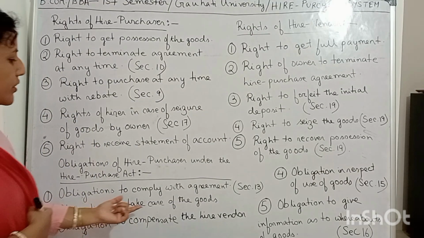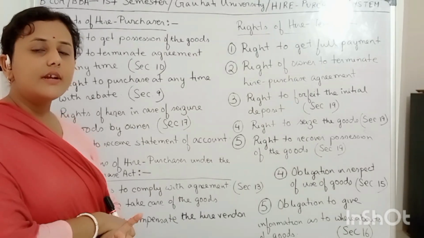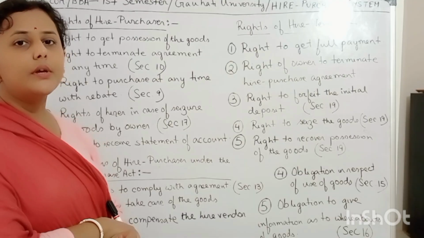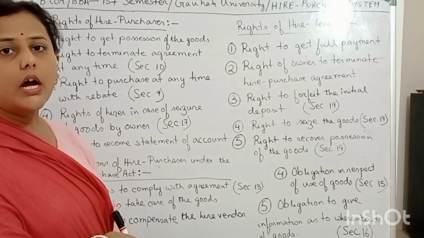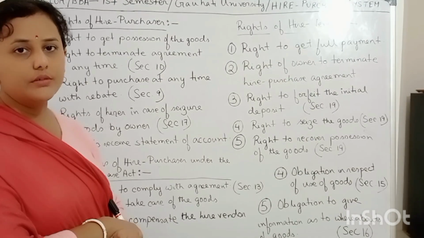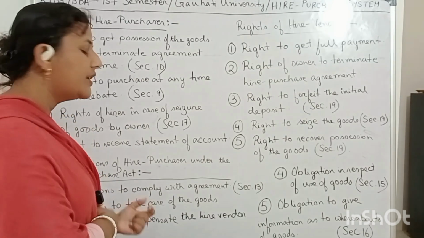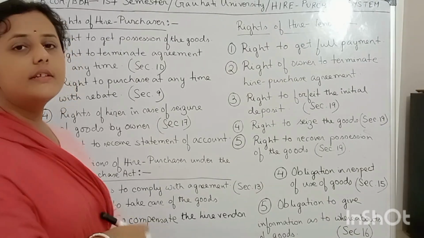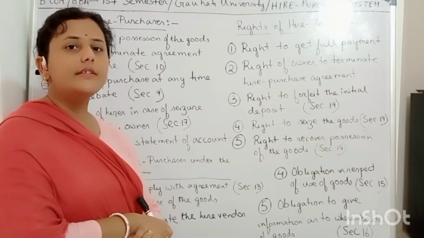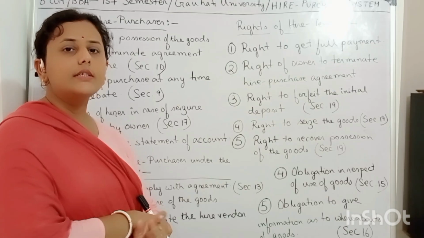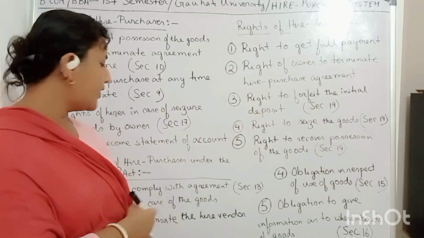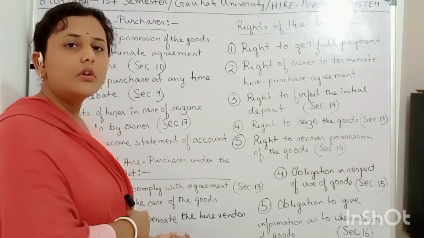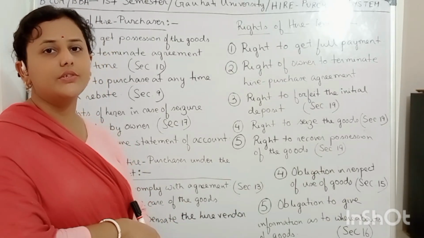Then obligation to take care of the goods. The hire purchaser has the obligation to take care of the goods. After the payment of the down payment, the hire purchaser takes the goods along with him. Yes or no? Now he has the obligation to take care of the goods. Then obligation to compensate the hire vendor in case of any damage to the goods taken by the hire purchaser. The hire purchaser has to compensate the hire vendor for the damage.